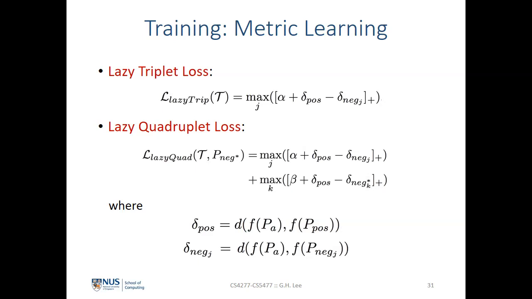So we call it lazy triplet because we're just going to take the hardest negative within that batch. And it seems to be efficient.